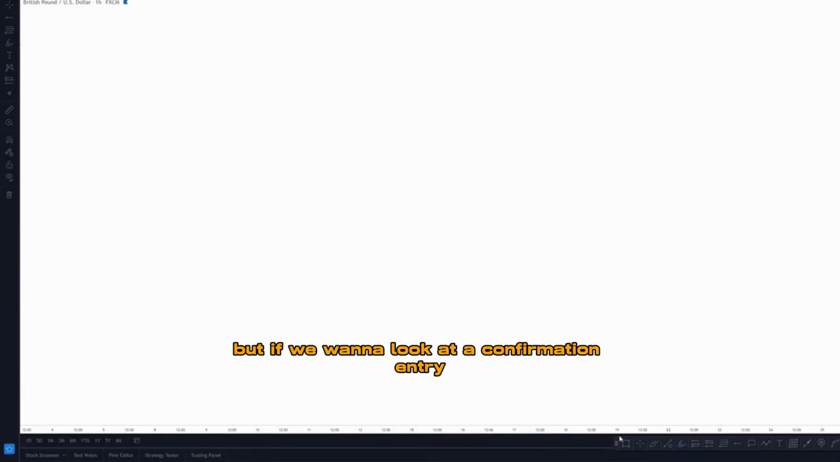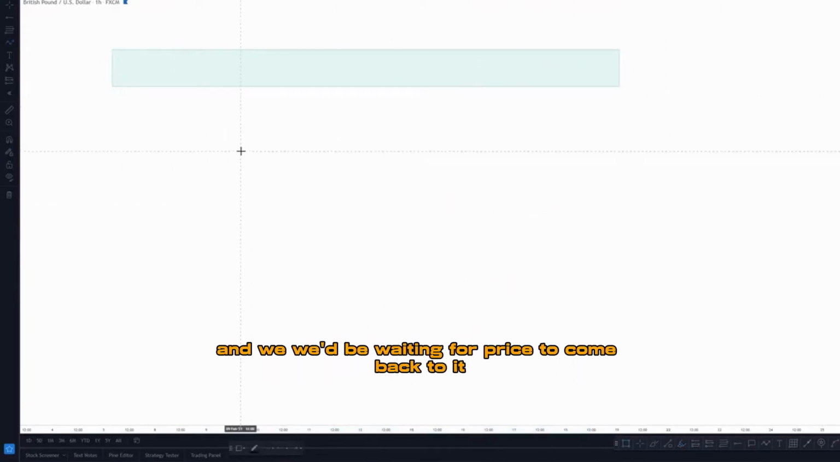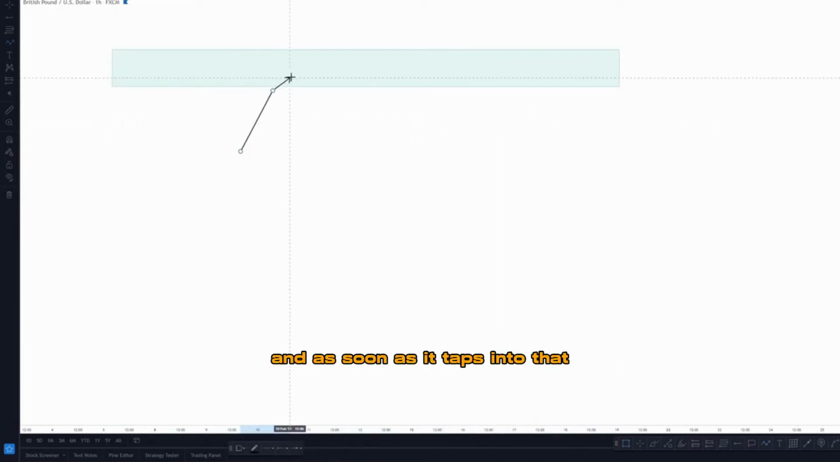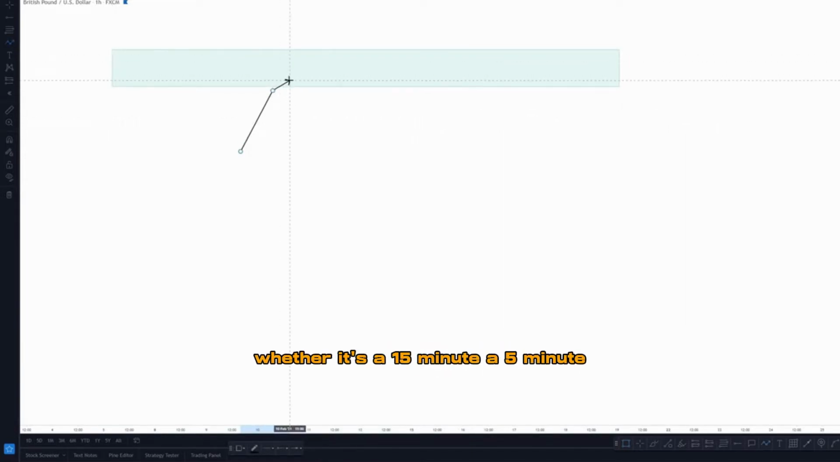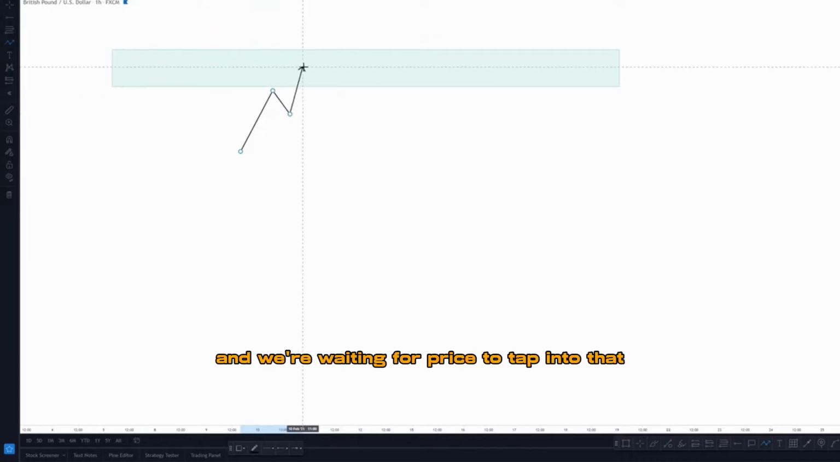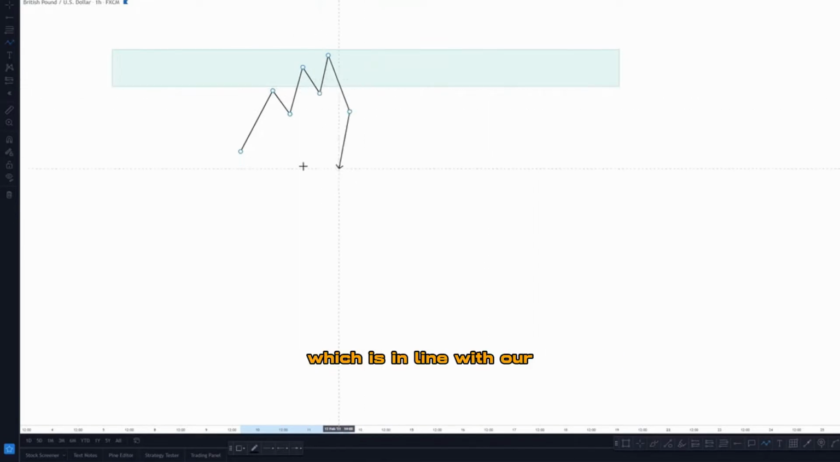But if we want to look at a confirmation entry, we'd have our 4-hour point of interest and we'd be waiting for price to come back to it. As soon as it taps into that, we would drop down to our execution time frame, whether it's a 15-minute, a 5-minute, a 1-minute, or anything like that. We're waiting for price to tap into that and then break structure to the downside, which is in line with our bearish order block, our 4-hour point of interest. And basically we're presented with two entry opportunities.